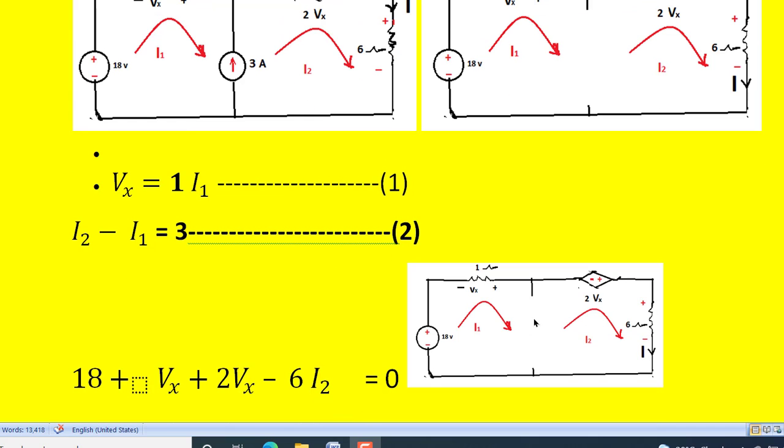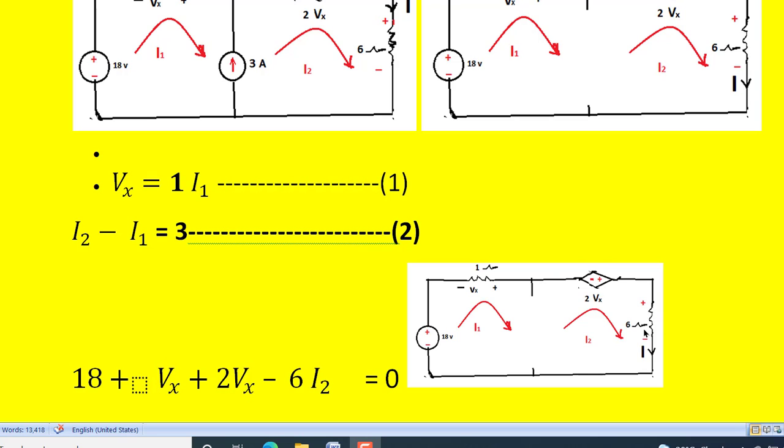Next, there is another element here, 2Vx, and its polarity is also fixed. It will not change with the assumed current direction in the loop 2. The assumed current direction in loop 2 is again in the clockwise direction. In the assumed current direction, first we are encountering negative sign, next positive. Going from negative to positive in the assumed current direction I2, we treat that as voltage rise, and voltage rise will get the positive sign, so we write plus 2Vx.